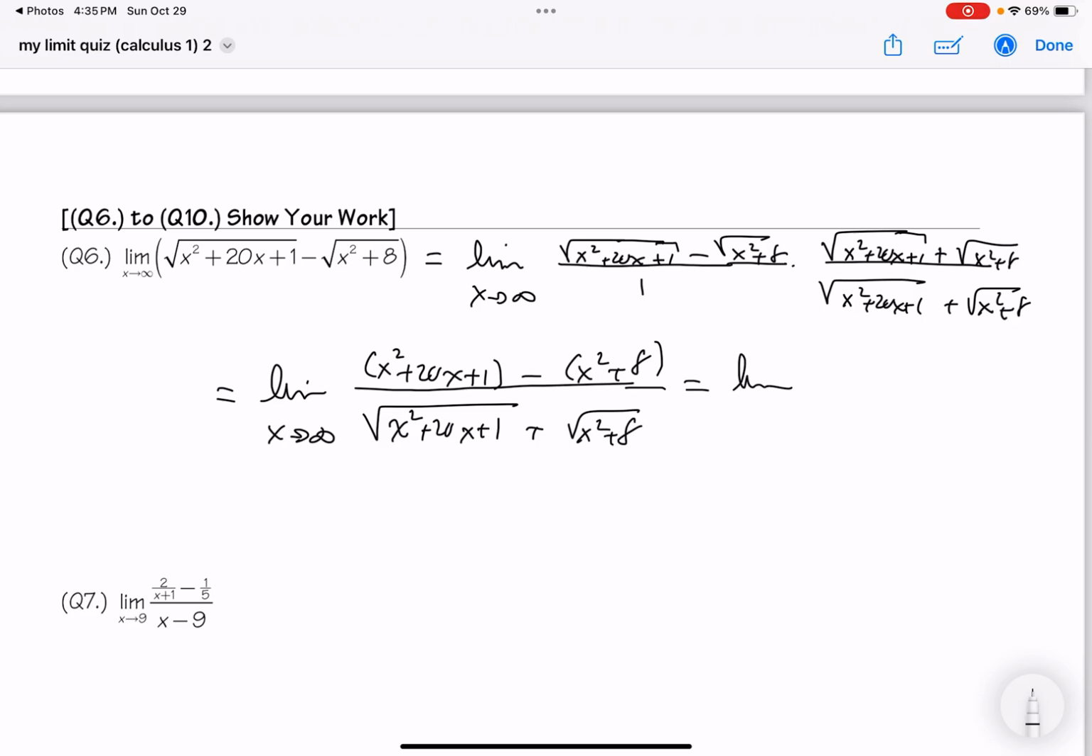Let's put this down. Limit, x goes to infinity. The top is just what? x squared minus x squared, that disappears. Then you get 20x. Let's make sure I'm doing this right. x squared minus x squared is nothing. 20x. And then 1 minus 8 is going to be minus 7. And what's on bottom? It's still that root problem.